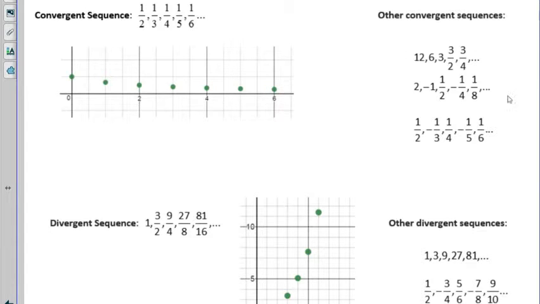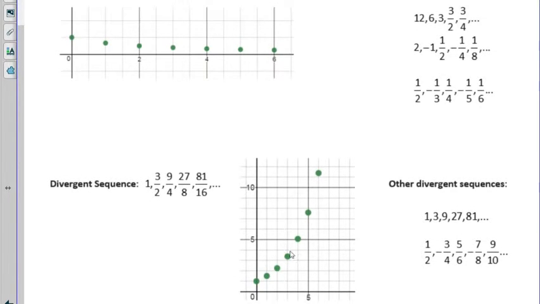And here's some examples of other convergent sequences. The numbers keep getting smaller and smaller. Now these are actually, while they're going back and forth between positive and negative, each of the values are still getting closer to 0. The next one will be negative 1/16, then positive 1/32, and so forth.